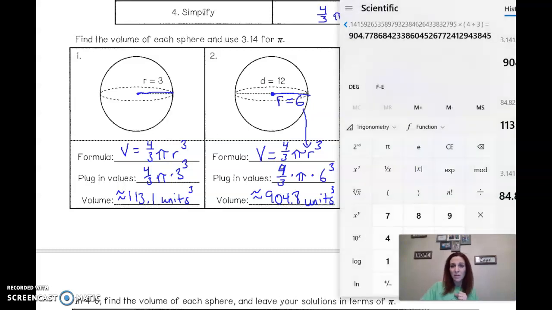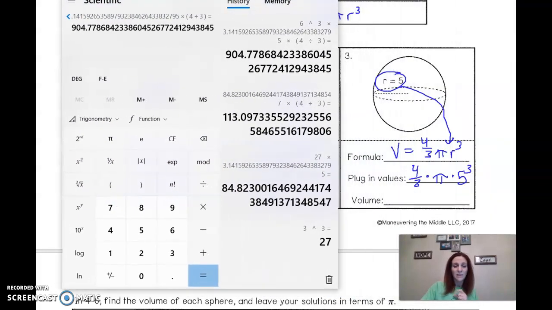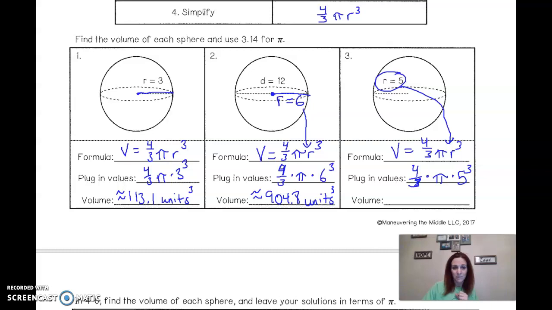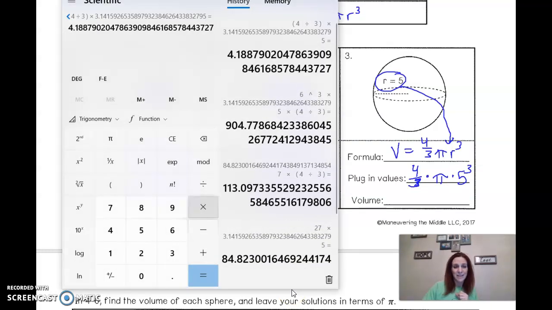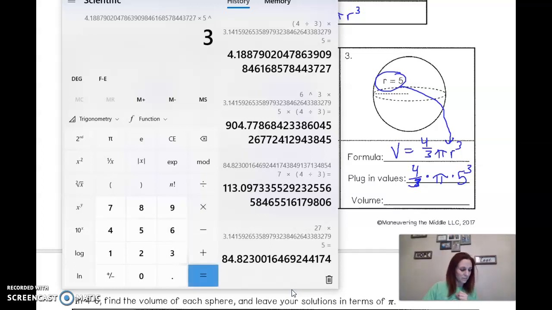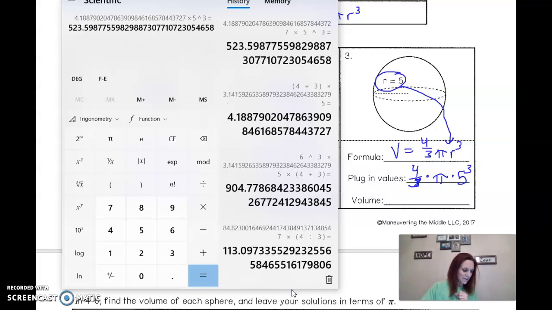And then when we use our calculator, I'm going to try this, okay? I'm going to go 4 divided by 3 in parentheses times pi. Notice I'm going just in order here. Times 5 to the third. And in this case, I get about 523.6 approximately, because we multiply by pi.